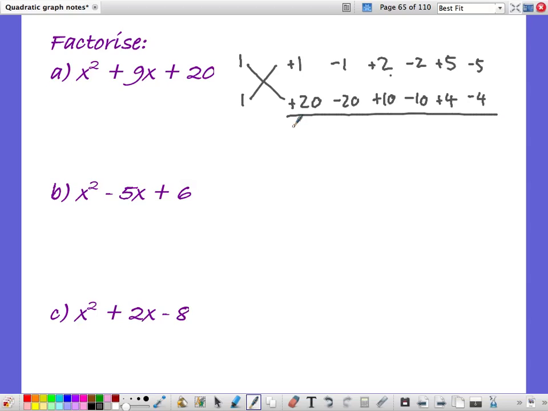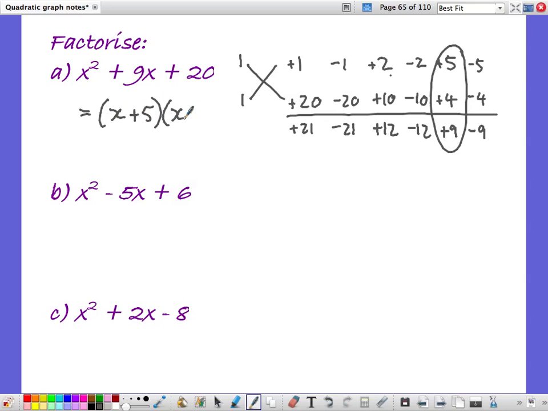So plus 1 and plus 20, we add those, we get plus 21, so that's no good. Minus 1 and minus 20, we add those together, we get minus 21. Plus 2 and plus 10, add them together, we get plus 12. Minus 12, plus 9, minus 9. And the one we're after is the plus 9 term. Okay? So that's how we write it. We factorise that as x plus 5 multiplied by x plus 4. And you can check that by expanding using FOIL.